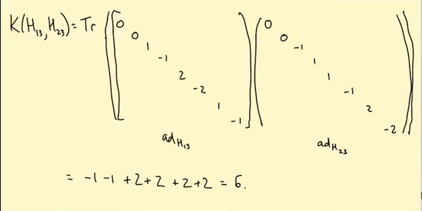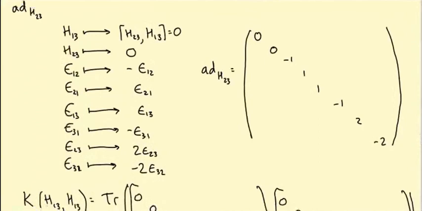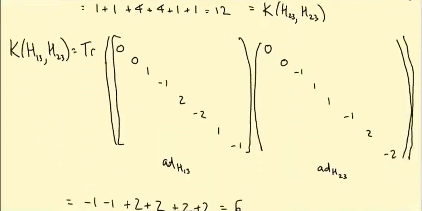Okay, so this is our first example. This is what you have to do if you want to calculate the Killing form explicitly. You have to pick a basis of your Lie algebra, compute ad of whatever you're calculating against each of those basis elements, write that as a matrix, and then multiply the matrices together and take the trace.